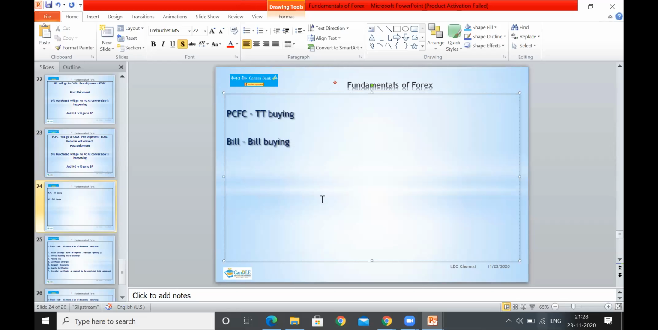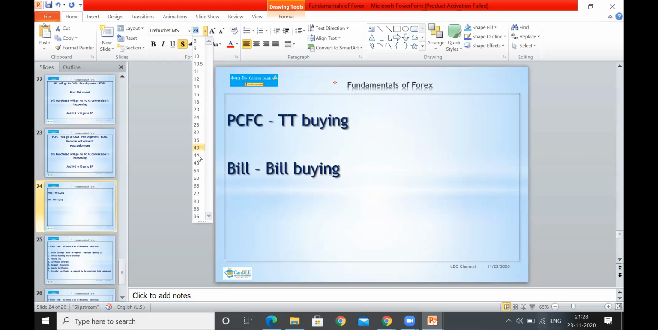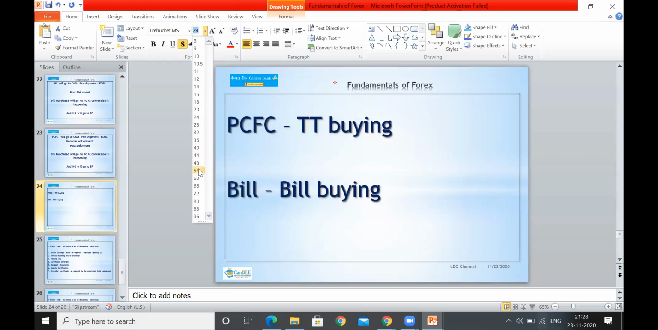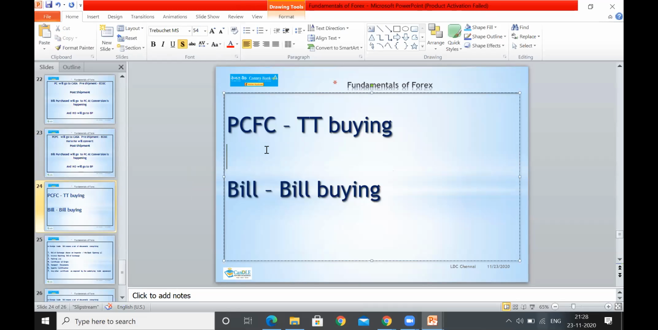So there are two phases where the party can convert it into Indian rupees. He can avail PCFC straight away, even before shipment. He can straight away avail PCFC, packing credit in foreign currency. So immediately we will get it converted into Indian rupees.